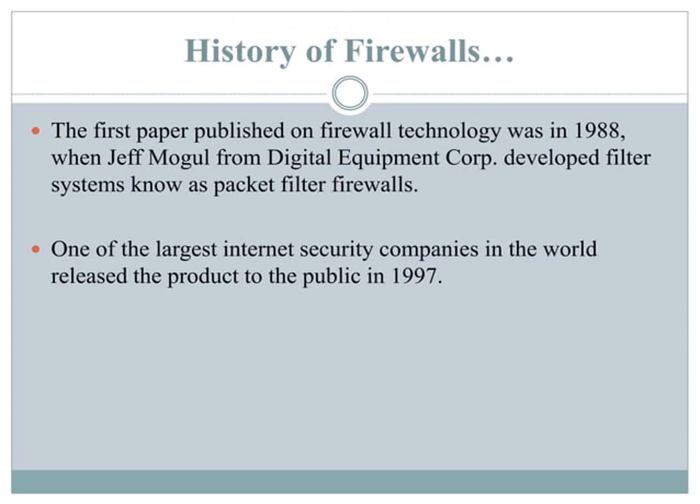The first paper published on firewall technology was in 1988, when Jeff Mogul from Digital Equipment Corp developed filter systems known as packet filter firewalls. One of the largest internet security companies in the world released the product to the public in 1997, to the common public. In 1997 itself, the firewall came into existence.